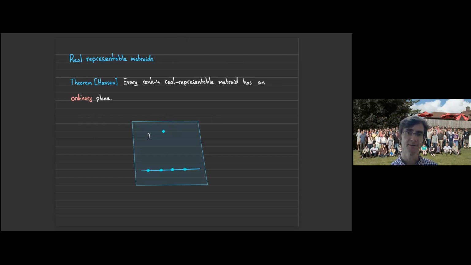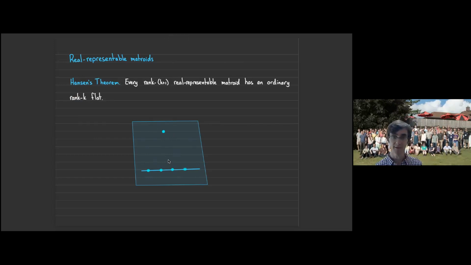So the geometers think of this as being the right generalization. And that's that every rank 4 real representable matroid has an ordinary plane. And an ordinary plane is a plane that's the union of a line and a point. More generally, an ordinary flat is one that has, when I look at the restriction to that flat, it's the union of a point and a hyperplane. And in fact, Hansen proved that every rank k plus 1 real representable matroid has an ordinary rank k flat. And if you apply that result in the case of k equals 2, it says that every rank 3 real representable matroid has a 2-point line.